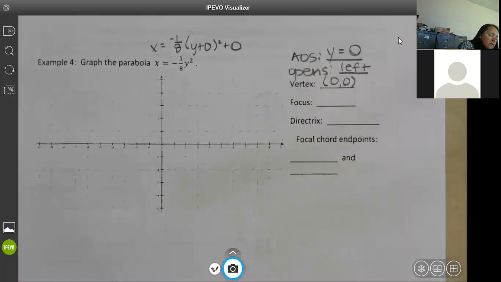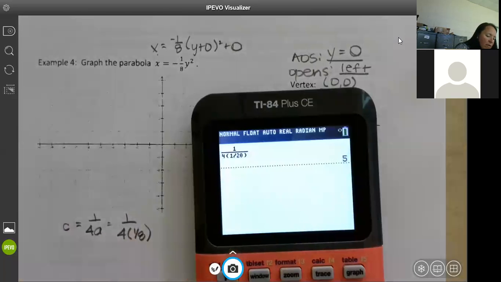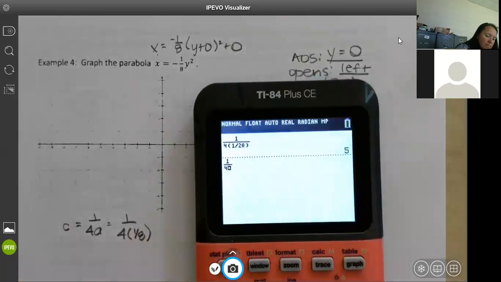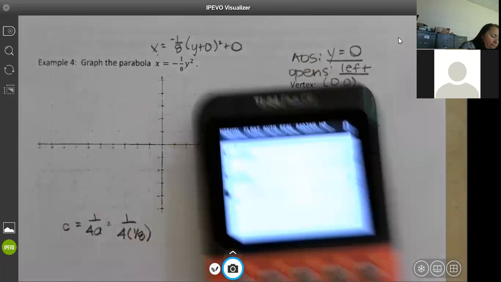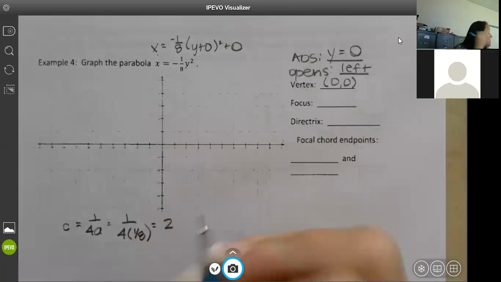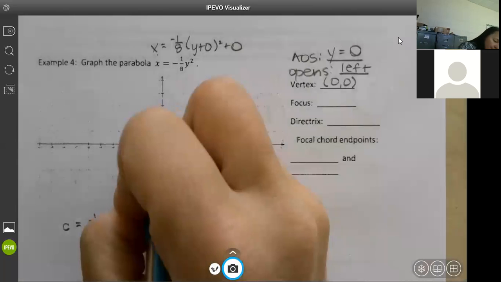All right. The new stuff. c equals 1 over 4a. a is 1/8. And again, I always just use the positive. I don't do the negative. If you're not sure what this is, we have 1 over 4 times 1/8, and it'll give you what you need. Okay. So don't stress out. Remember, you get to use your calculator the whole time. So use it.